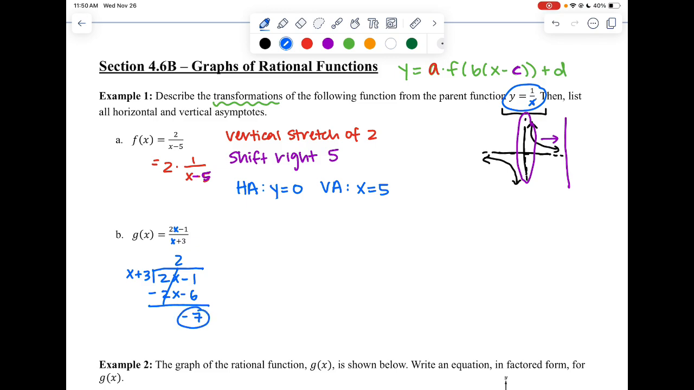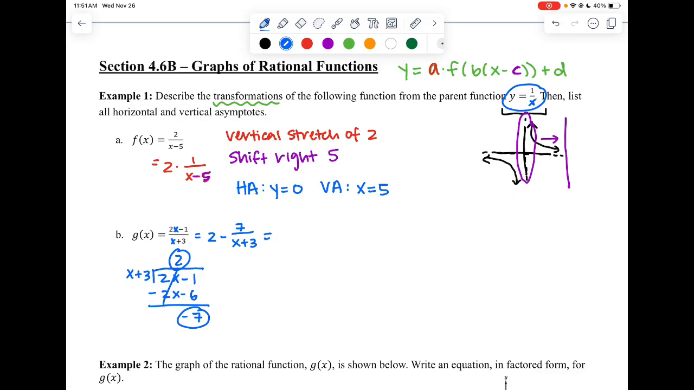Rewriting this, I have my 2, and then if my remainder is negative 7, I'm going to do 2 minus 7 over x plus 3. That's going to be my rewritten version of this function. From here, I can see a little bit better what my terms are going to be.